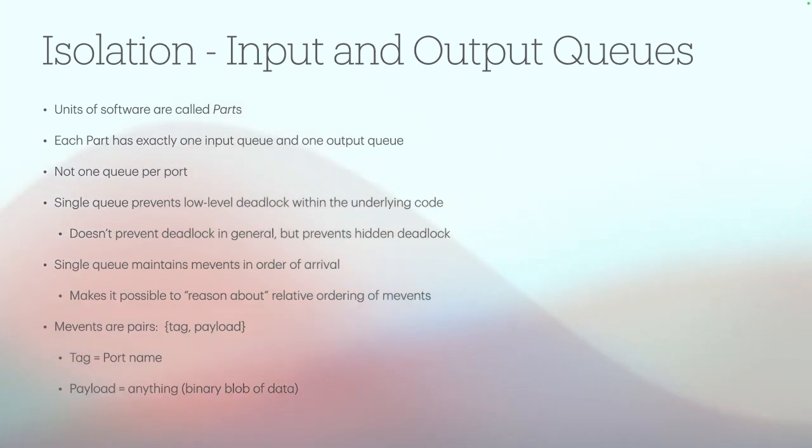Each part has exactly one input queue and one output queue, not one queue per port. This single queue approach prevents low-level deadlock within the underlying code and maintains events in order of arrival. Messages are pairs, tag and payload, where the tag is the port name and the payload can be any data.